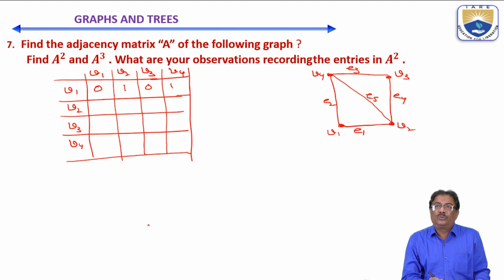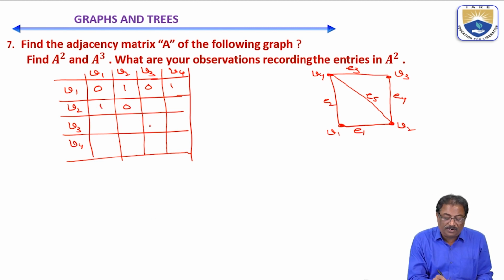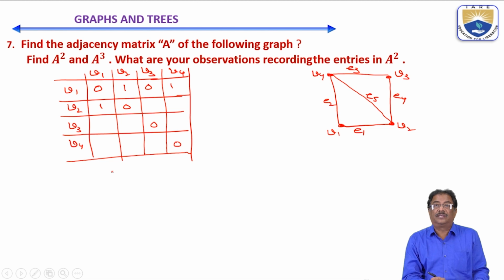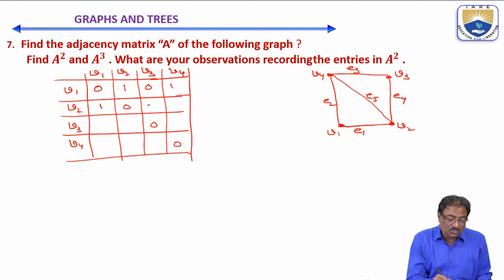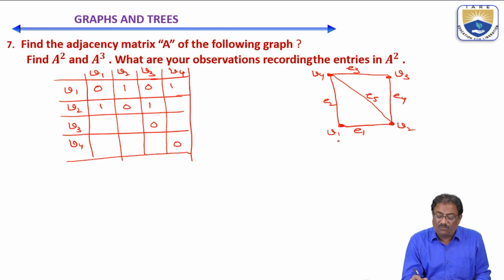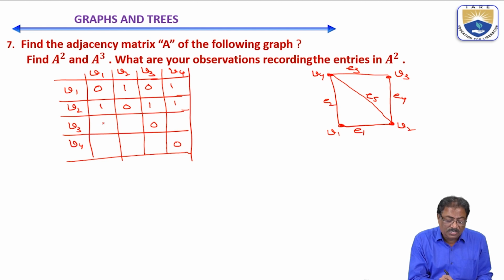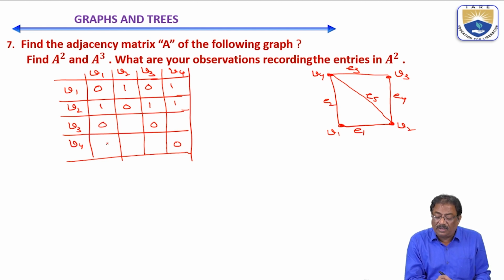Similarly, V2 to V1 there is an edge, V2 to V2 is not there, V3 to V3, V4 to V4 is not there. Then V2 to V3 there is an edge, so we are going to take it as 1. V2 to V4 again there is an edge. Next V3 to V1 there is no edge, V3 to V2 there is an edge, and V3 to V4 there is also an edge. Then V4 to V1 there is an edge, V4 to V2 there is an edge, V4 to V3 there is an edge.